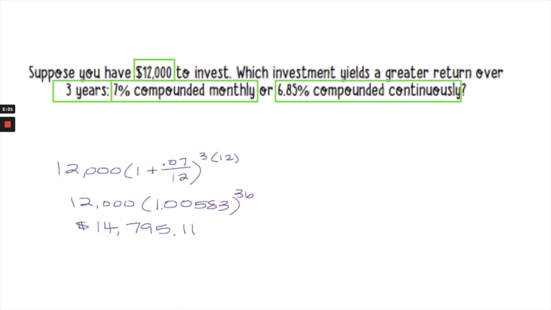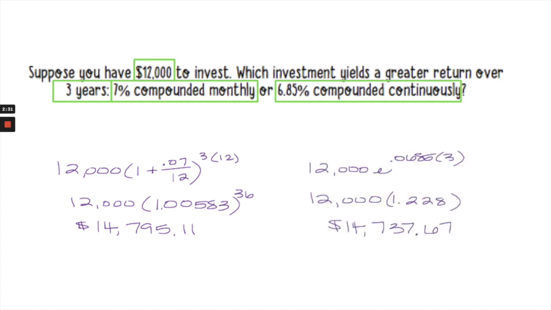So for 7% compounded monthly, again, we take our investment, which is $12,000, our 7% interest rate divided by 12 because we're compounding monthly. Our time is 3 years times 12, so an exponent of 36. And once we're done with that calculation, we would see that our investment would yield $14,795.11.